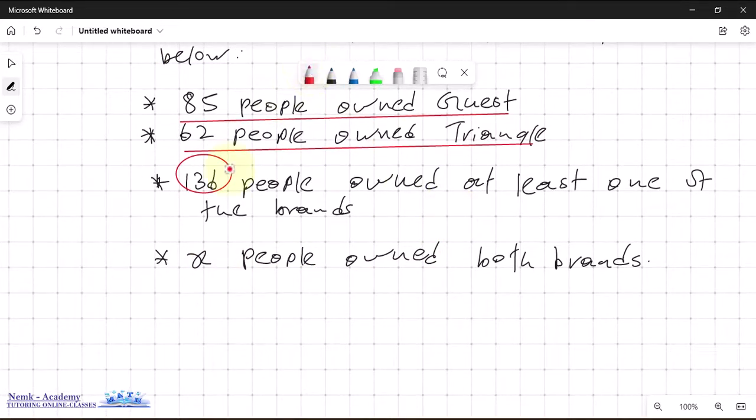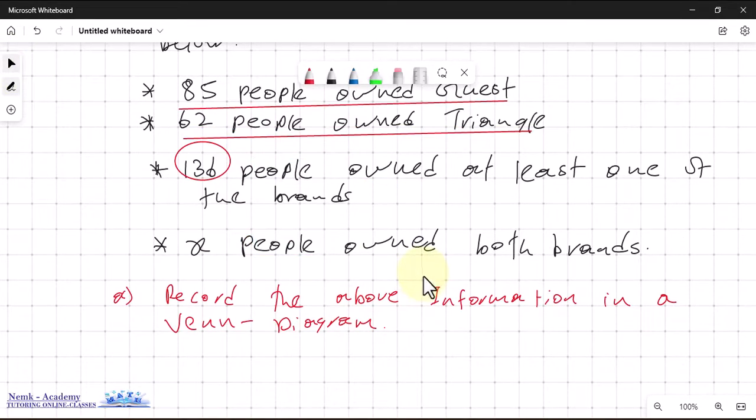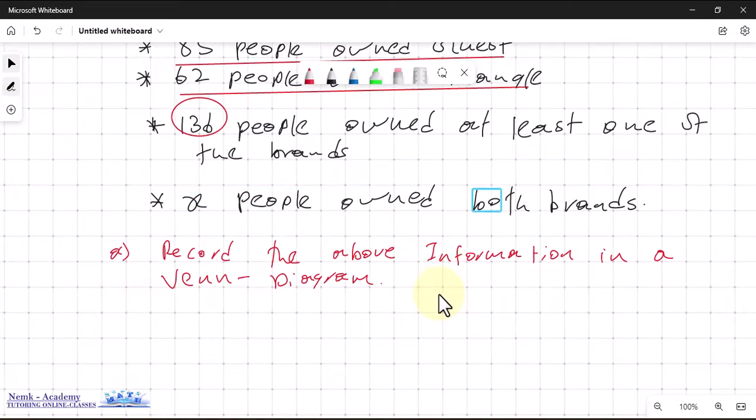So let's go to the first question. Record the above information in a Venn diagram. So to record this above information in a Venn diagram, step number 1, you need to check whether there is a what? An intersection between the two brands. There is. We have X people who own both brands. So what I'm going to do, let's go to the solution, Venn diagram. Let's write the solution.